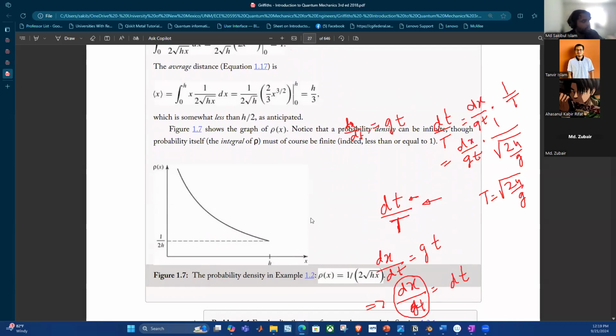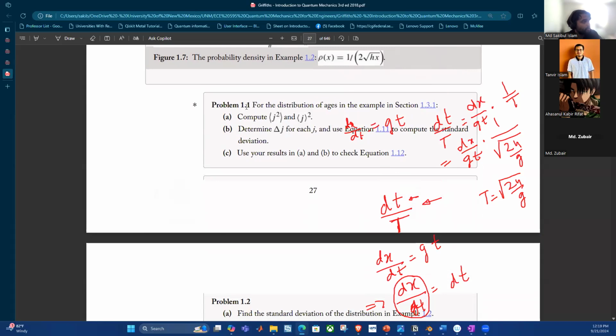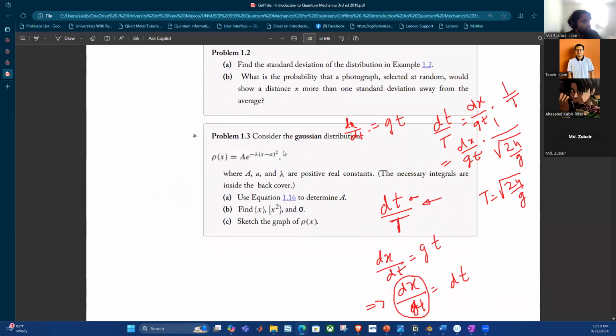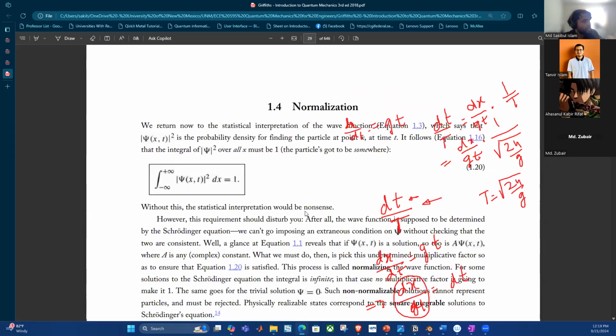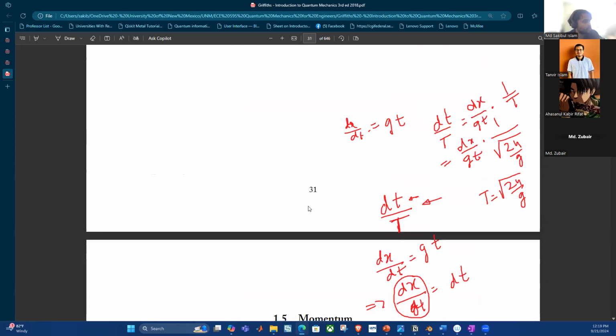We can try to solve this in more detail, but you can try to solve problem 1.1. I took the problem for the Gaussian distribution from problem 1.3. You have to calculate all those things. You have to show that sigma is greater than 0. From there, you can say that the average of the square of variable x is greater than the square of the average. Then in the next class, we will go to normalization, how to do the normalizations.